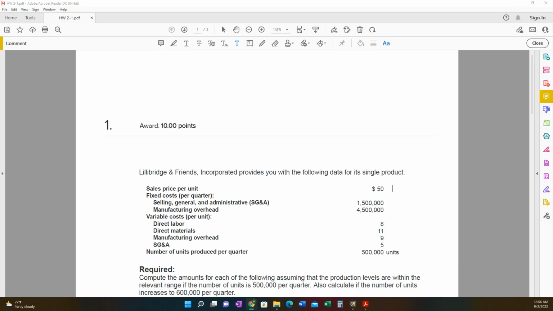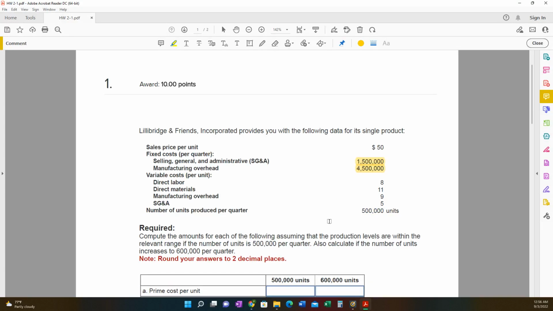Chapter 2 Homework. Question 1. Lilliebridge and Friends Incorporated provides you with the following data for its single product. It gives us the sales price per unit, fixed costs per quarter. So the totals they give us are $1.5 million in SG&A, which is selling, general, and administrative, and $4.5 million in manufacturing overhead. So these are costs per quarter. That means they're the total costs that we incurred.